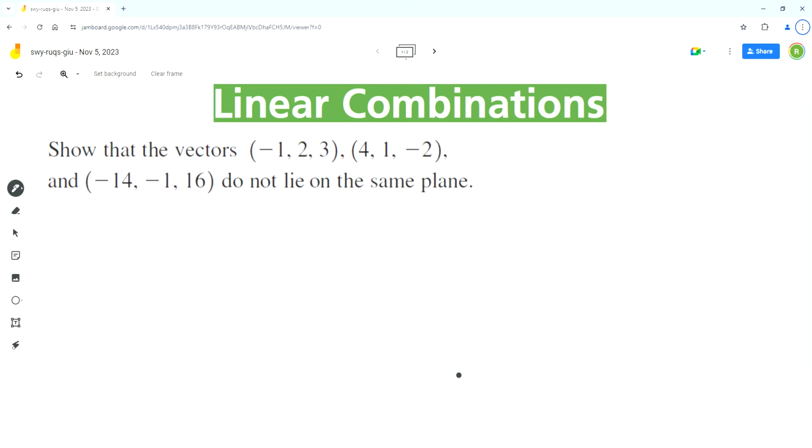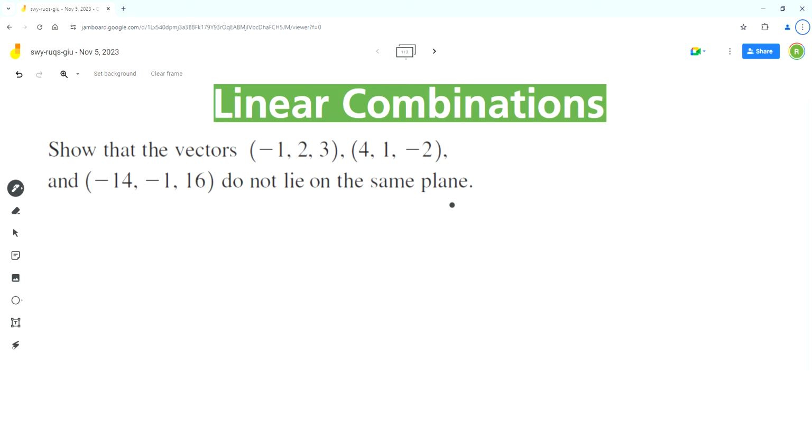So in this video, we'll solve this problem using the concepts of linear combination. As per the problem, show that the vectors -1, 2, 3, 4, 1, -2 and -14, -1, 16 do not lie on the same plane.